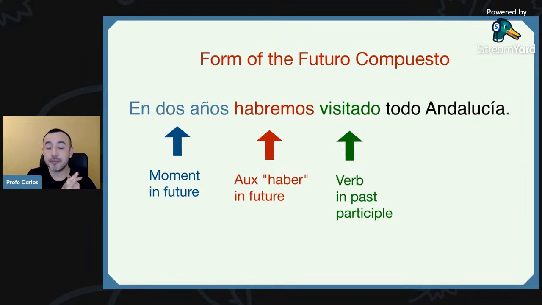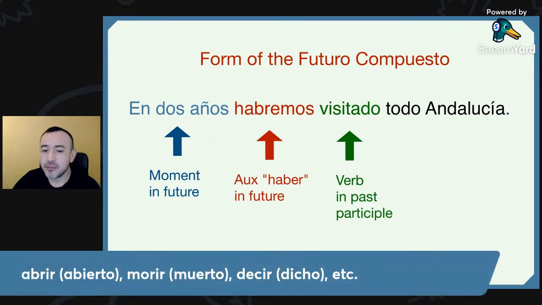Now, this is when it gets a bit tricky with this structure. Do you remember any irregular verbs? I will give you some examples. Some irregular verbs would be, for example, abrir, abierto, the past participle; morir, muerto; or decir, dicho. So as you can see, it can even change completely. From decir, we are getting rid of that e and that i, and it's like dicho.